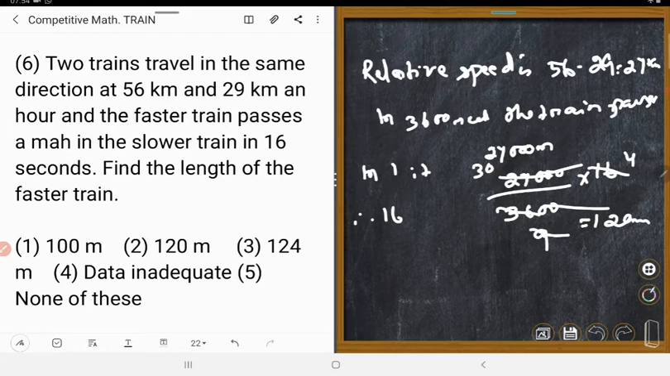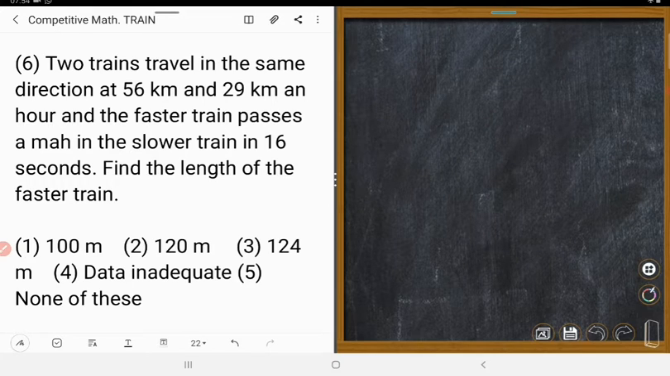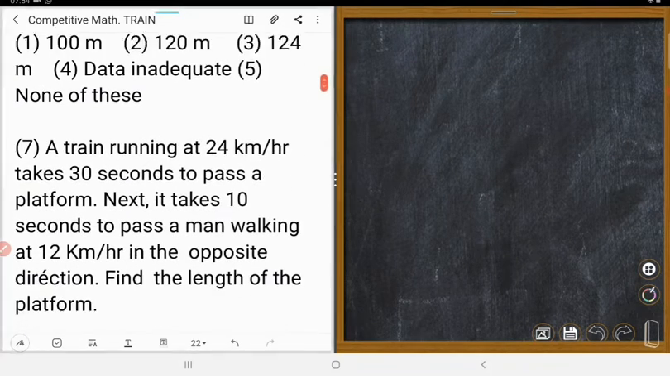120 meters. Find the length of the faster train. The length of the faster train is what? 120 meters, right. When a train passes a man, that means it passes its own length. Could you understand? When a train passes a point, it passes its own length. So such is the case. As the train passes a man, it passes its length, and its length is 120 meters. Could you understand?